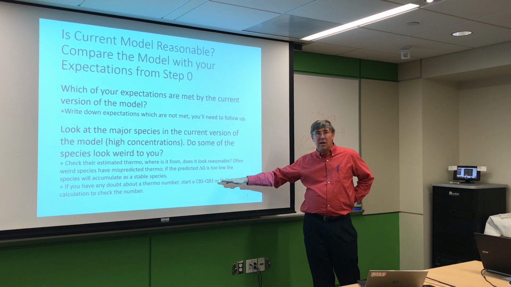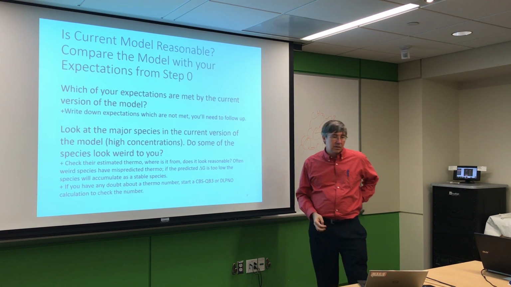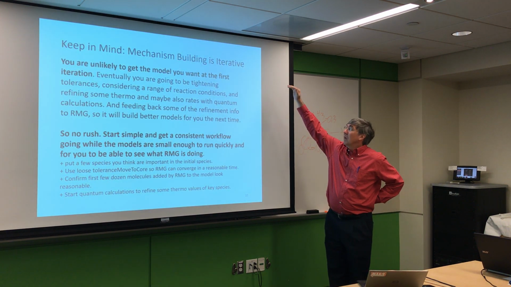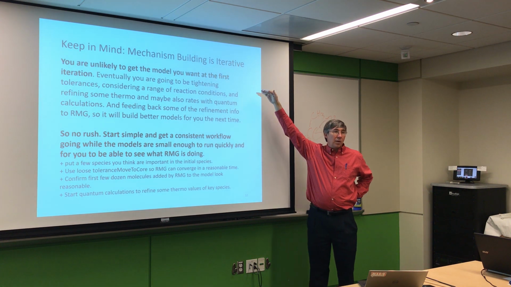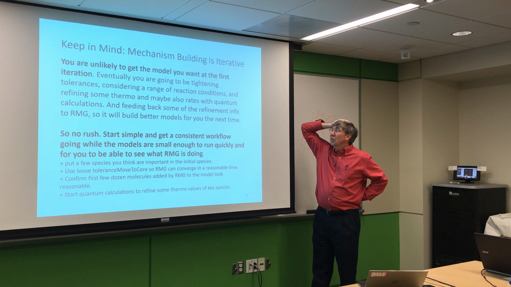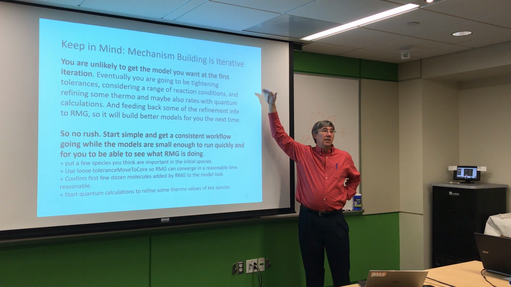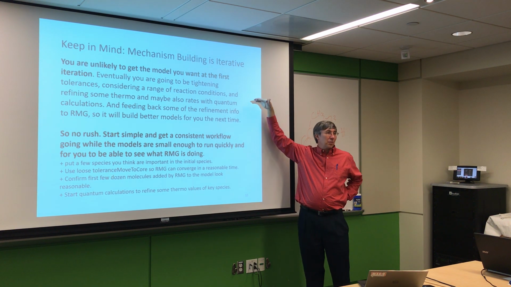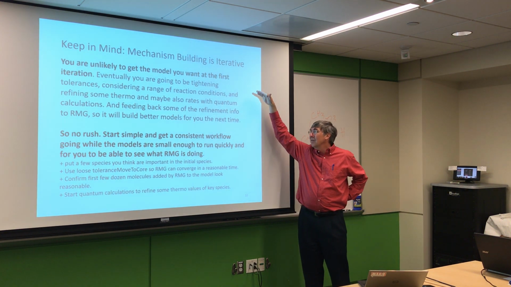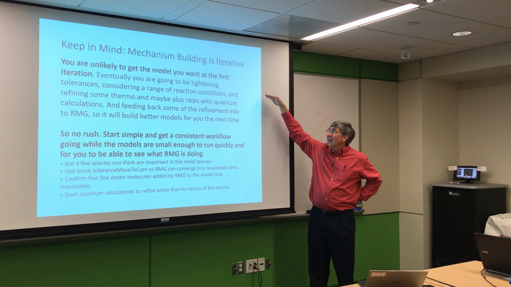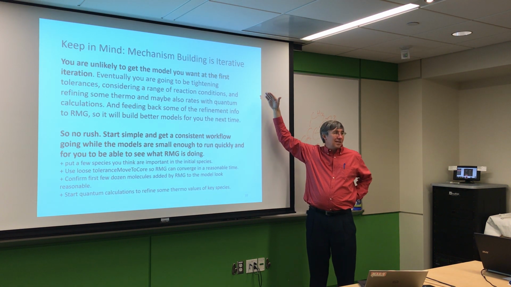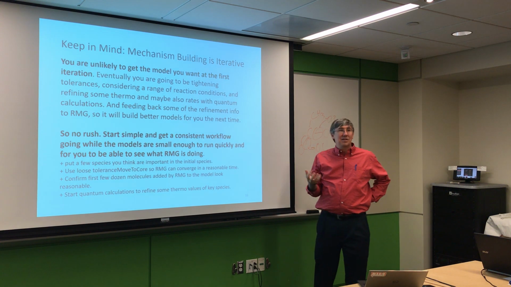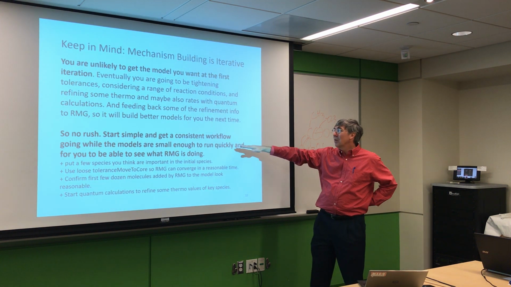And these calculations nowadays are not expensive, and it's not really hard at all to do this. I highly recommend it. But keep in mind, the whole thing is going to be iterative. It's extremely unlikely that your initial model is going to be satisfactory to you. So what you're going to end up doing is going through tightening tolerances, considering different reaction conditions, refining some thermos or rate constants with quantum calculations, and doing this over and over again. This is going to take several weeks of your life. You're going to be tied up doing this, and you just have to accept it. If you're going to make a model you want, this is what it takes to do it.